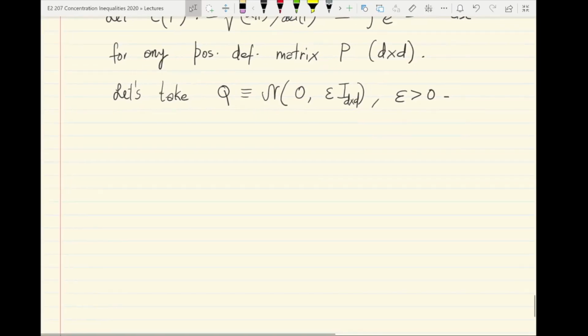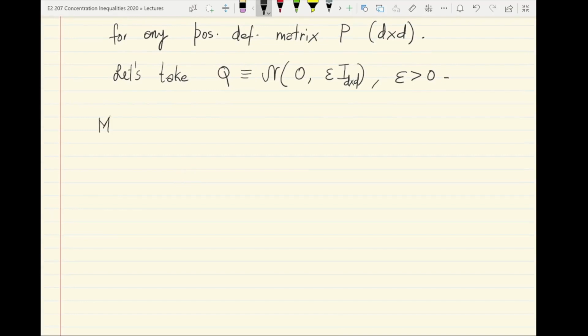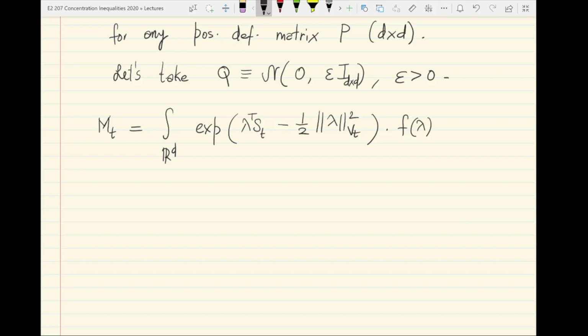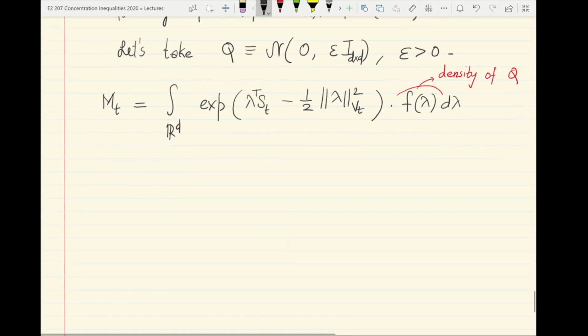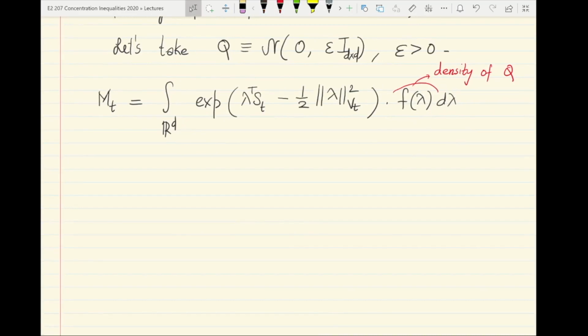Okay. So with this we can explicitly start writing MT as the integral of MT lambda, which is e raised to lambda transpose ST minus half lambda Vt lambda squared, with respect to the density of the Q distribution. F lambda is a notation for the density of the Q measure, which is the multivariate normal with covariance epsilon I.